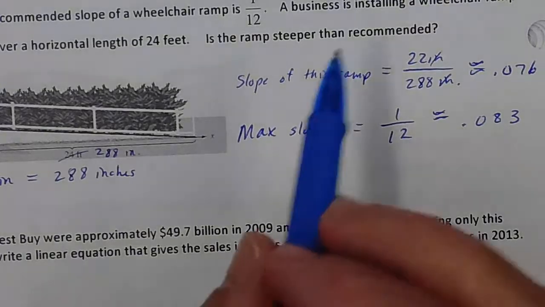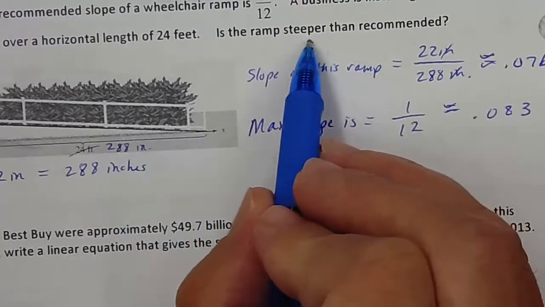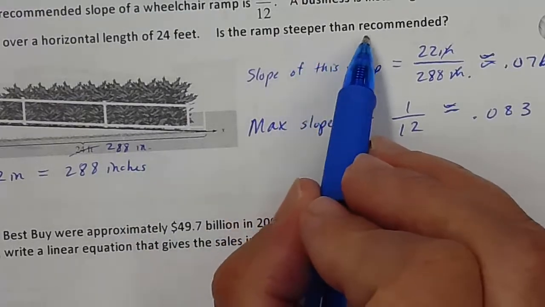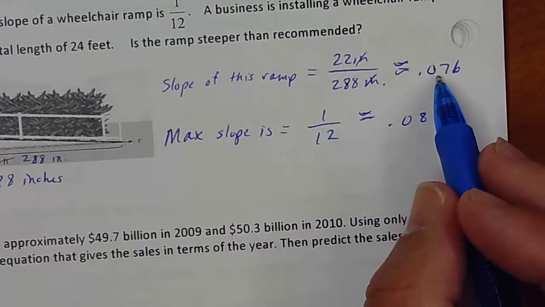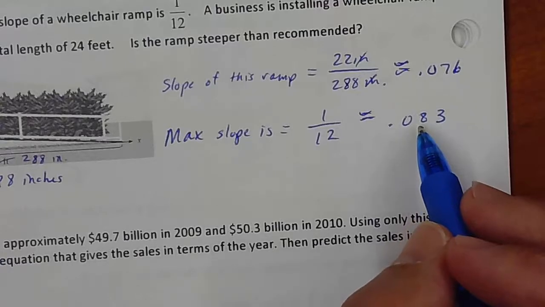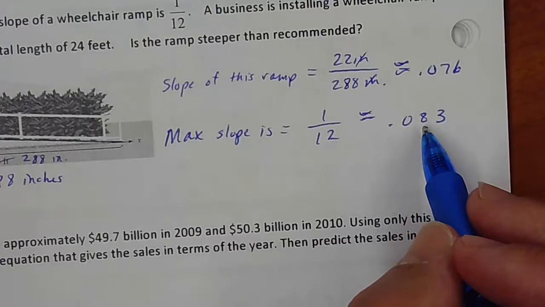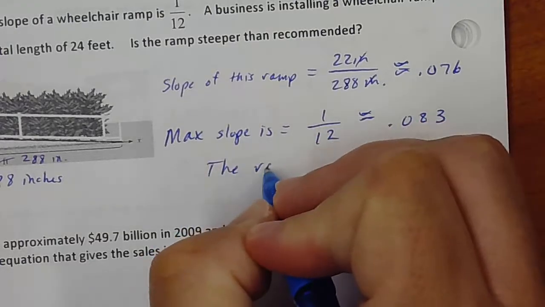Okay, so we have to compare those numbers. In the end, is the ramp in this diagram steeper or larger than recommended? Compare these numbers, we're good. If this number was like 0.09 or 0.10, we'd have a problem. It's too steep.